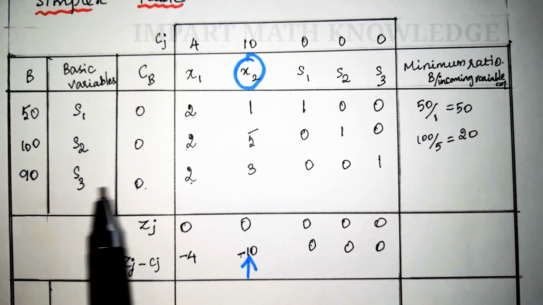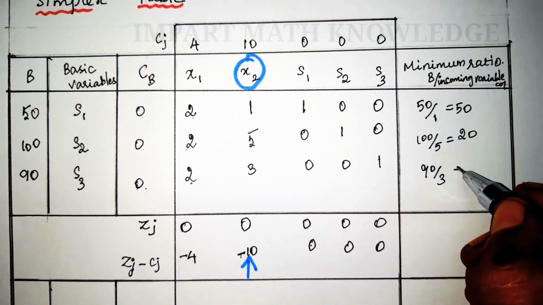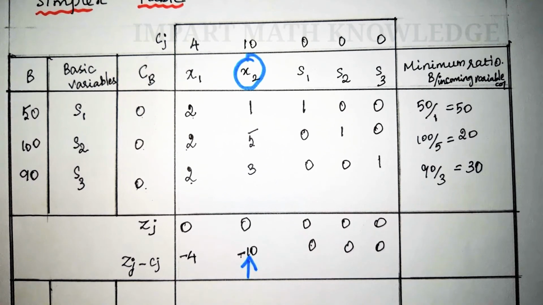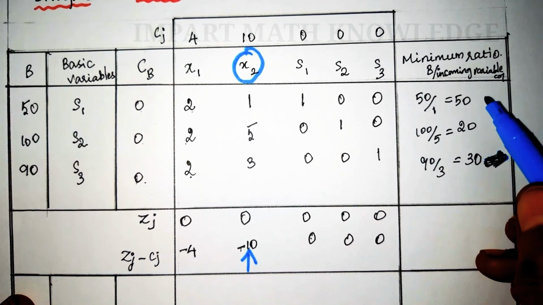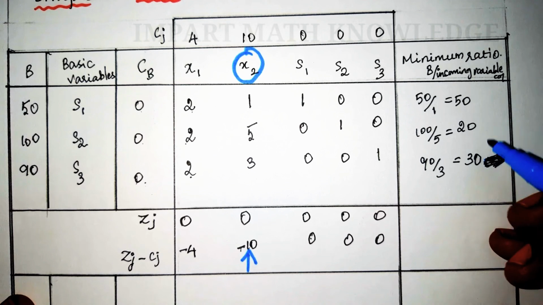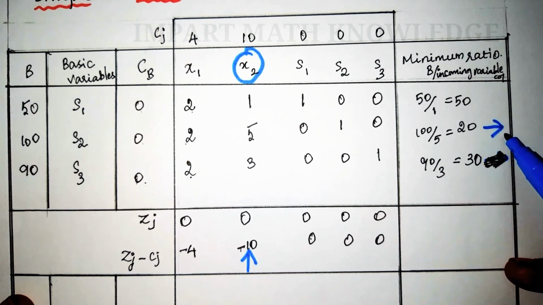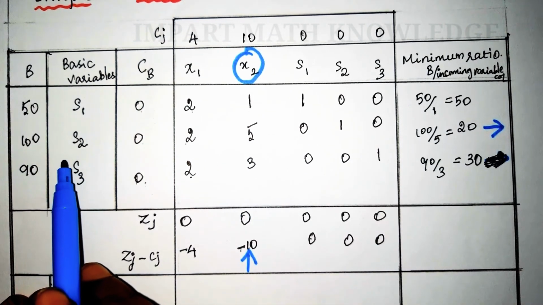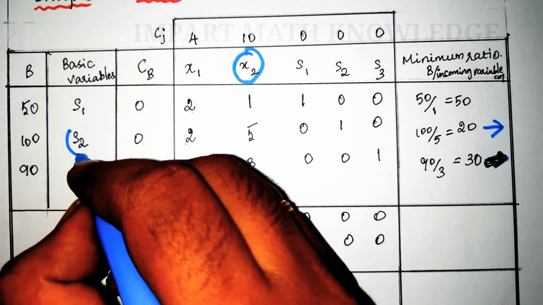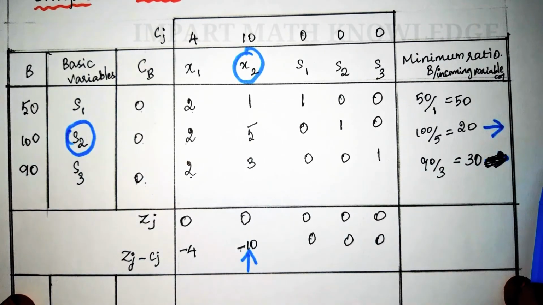The third one is 90 divided by 3. From the minimum ratio, you have to select the minimum value. For finding the leaving variable, you have to select the minimum value. Here the minimum value is 20. So you put an arrow mark like this. This arrow mark represents the corresponding variable. S2 leaves the table. X2 is the entering variable. S2 is the leaving variable.